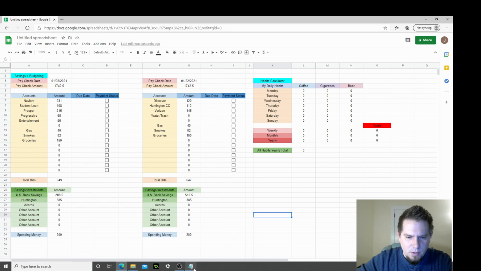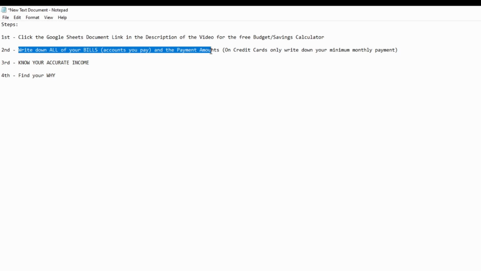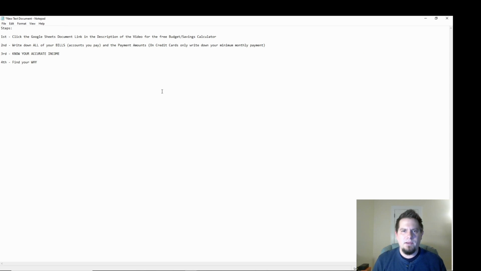Once you've done that, write down all of your bills, all of the accounts you pay on, and the payment amounts you pay for those accounts. Whether it's student loans, credit cards, subscriptions like Netflix or Hulu, gas, groceries, anything you spend your money on every paycheck. Make sure you do not leave a single thing out, because if you leave any bill out, this whole process will not work for you. It won't be accurate. So make sure you know that information.